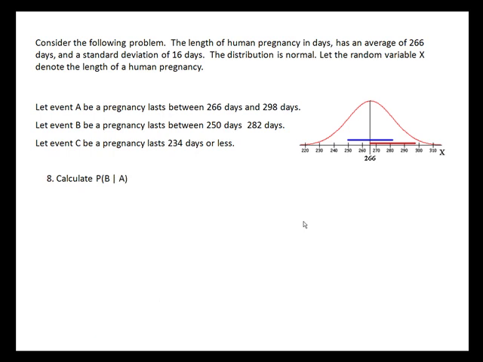Let's switch this around. What's the probability of B given A? So now the sample space is A. Here's a picture of the new sample space between 266 and 298 days. You can pause this video and see if you can calculate this new probability, just like I did in the previous problem. Again, use the old sample space.